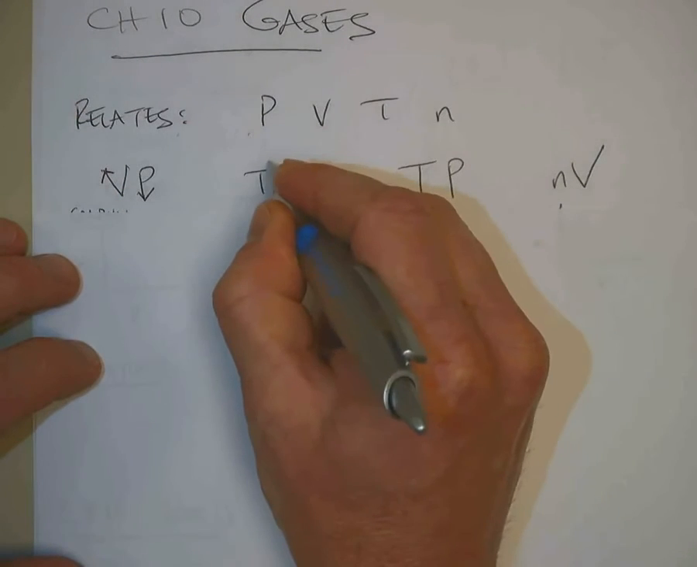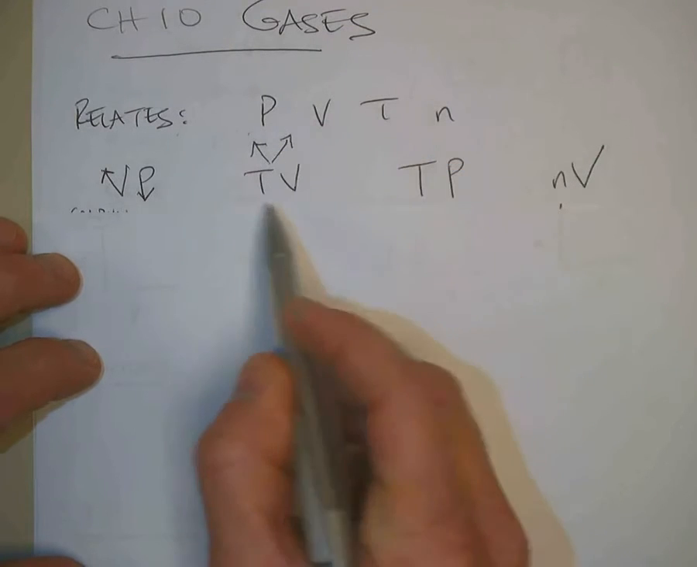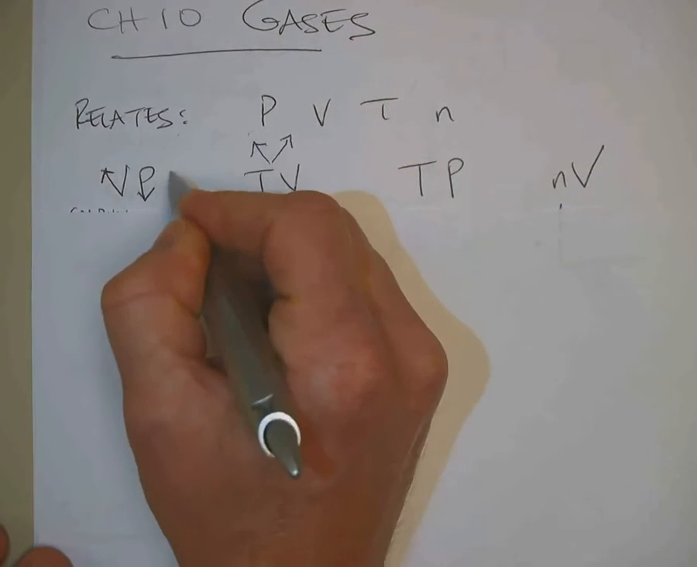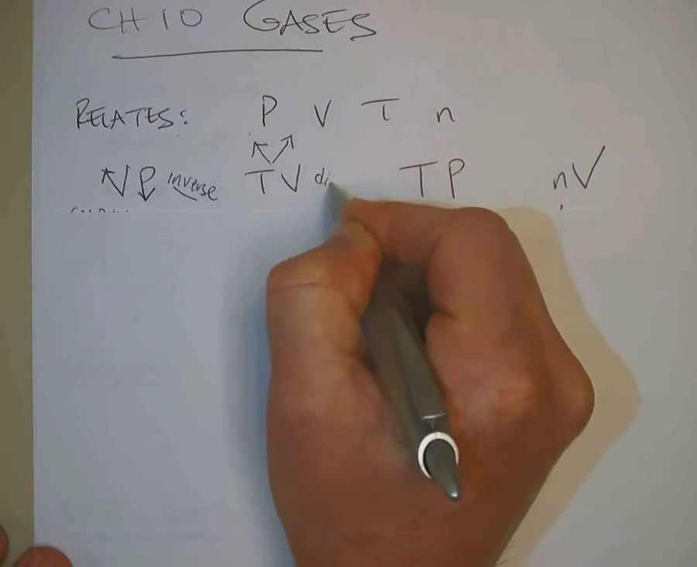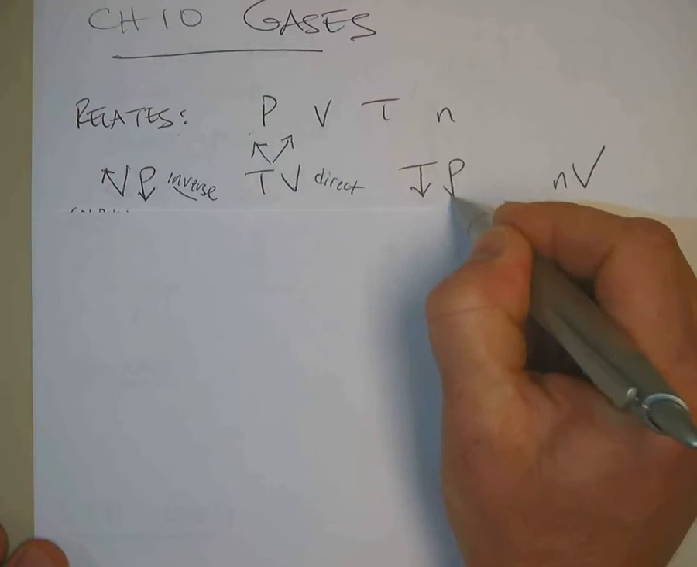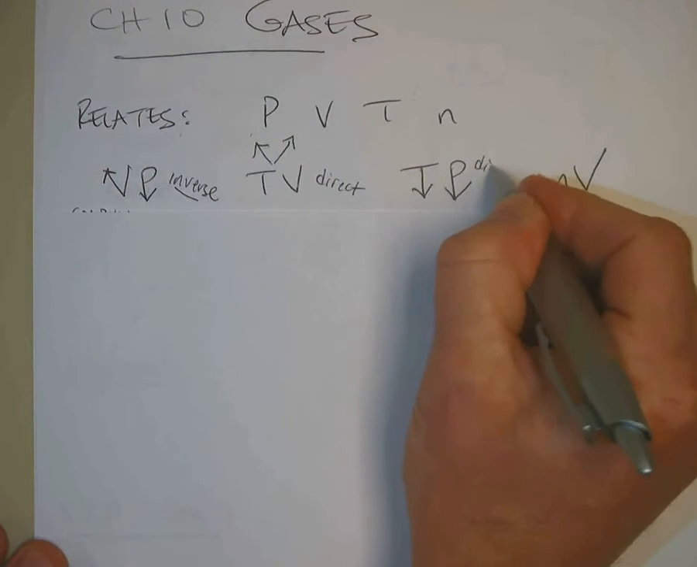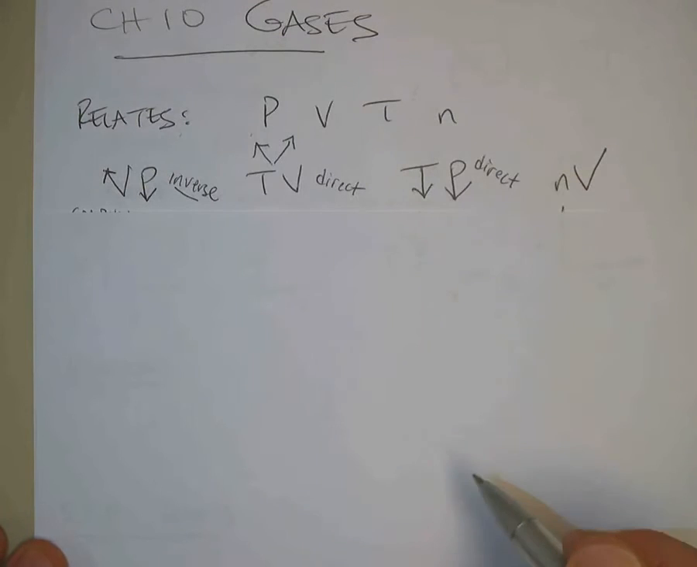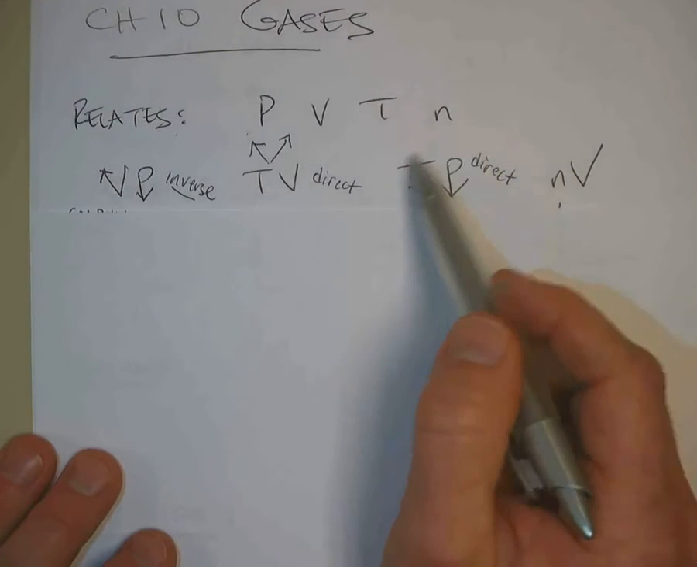Temperature and volume, this is the television relationship. If one antenna goes up, the other one goes up. This is called a direct relationship. I should write these words down here. This is inverse, this is direct. Temperature and pressure can be remembered by the toilet paper. If the temperature goes down, the pressure goes down. This is a direct relationship once again. Remember, this is holding the other two variables constant.